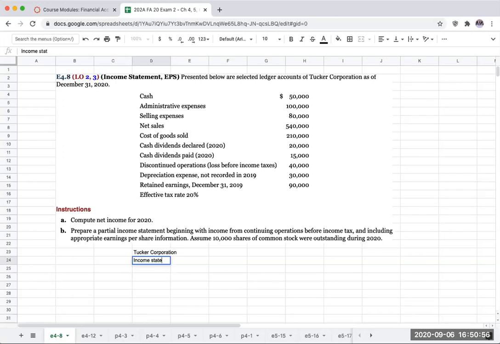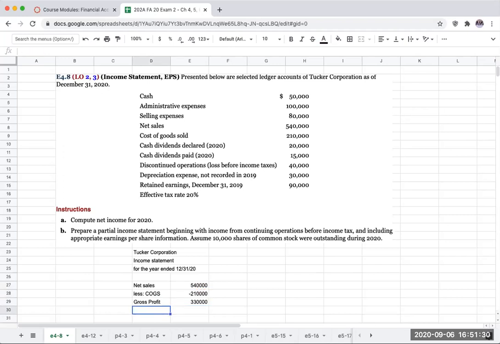Okay, so I've got my income statement for the year ended 12/31/20. I'm going to start here with net sales. My net sales here were 540,000, less my cost of goods sold. My cost of goods sold is 210,000. You don't have to put "less cost of goods sold," I just do that so you know to subtract it. This gives me gross profit, so my gross profit here was 330,000.